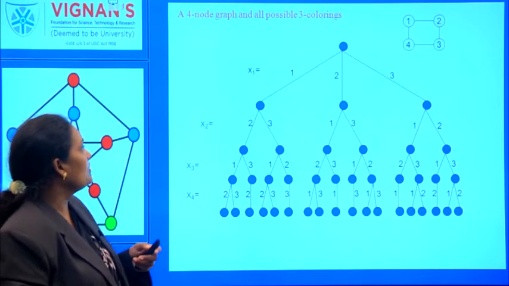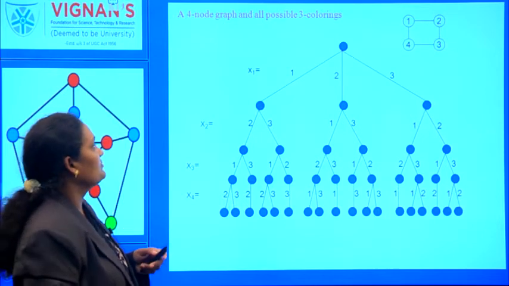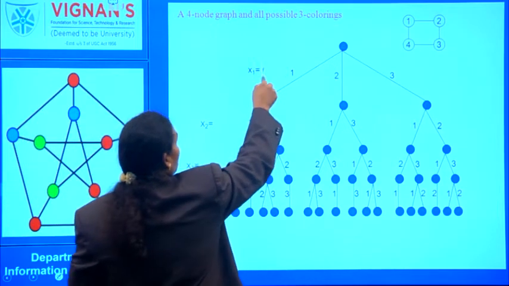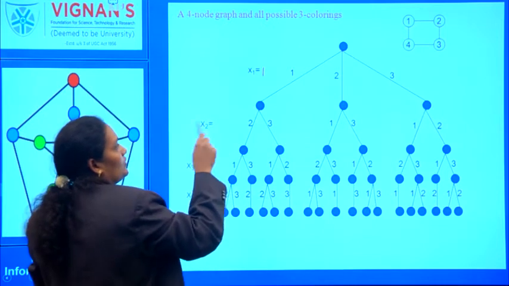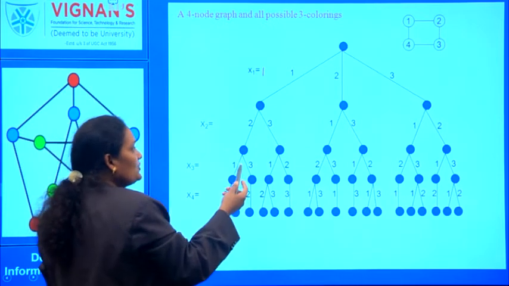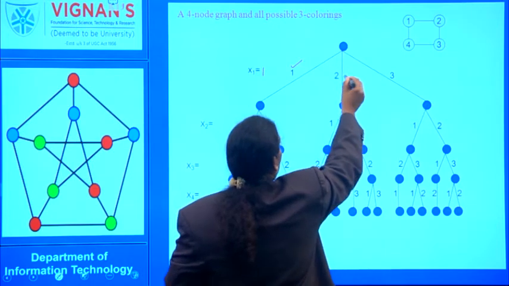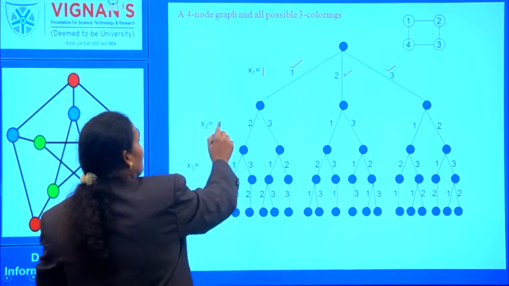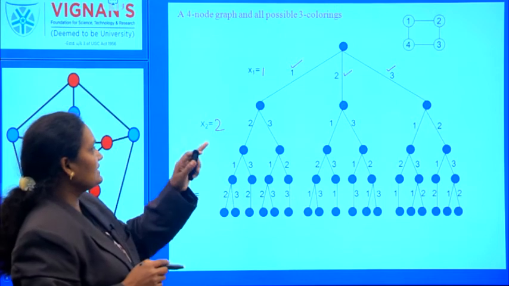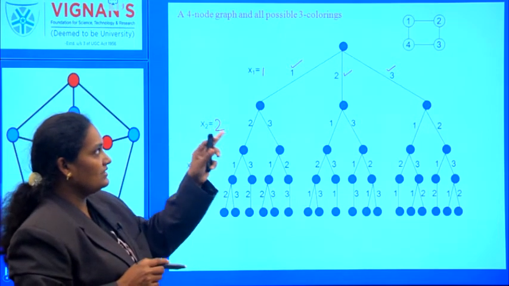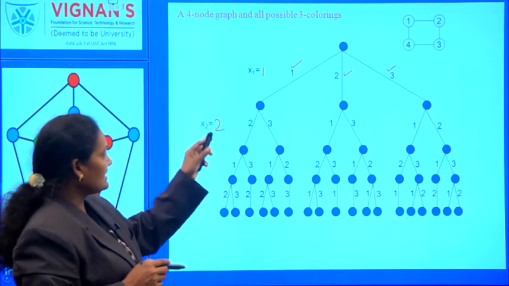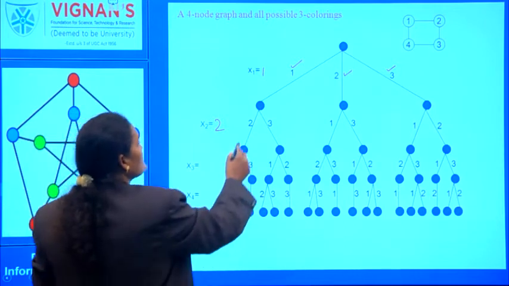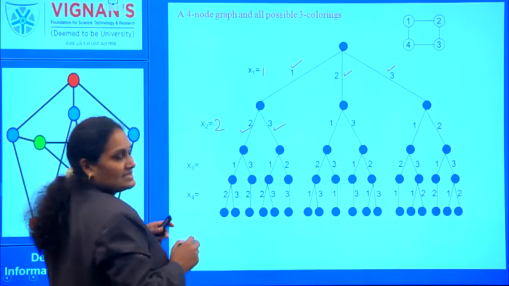Now let us see how to represent the colors for this graph. If I am taking the first vertex 1, how can I color that first vertex? I can use any of the colors. I can use color 1, color 2, or color 3. If I take the second vertex 2, since 1 and 2 are adjacent vertices, and I used color 1 for vertex 1, I cannot use color 1 for vertex 2. So I can use either 2 or 3 for vertex 2.